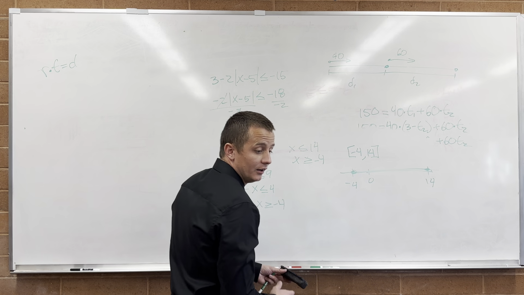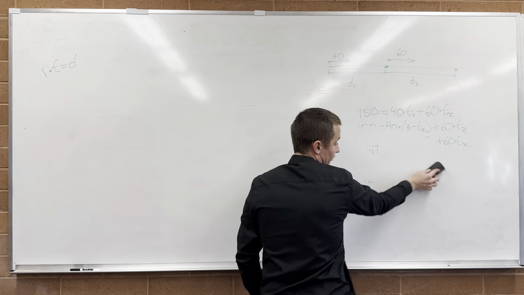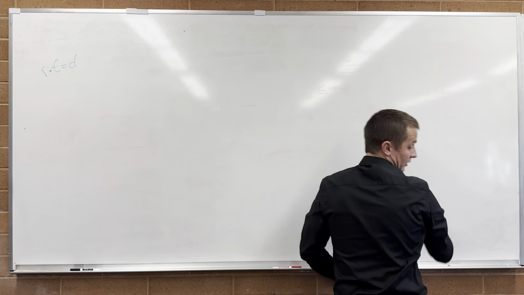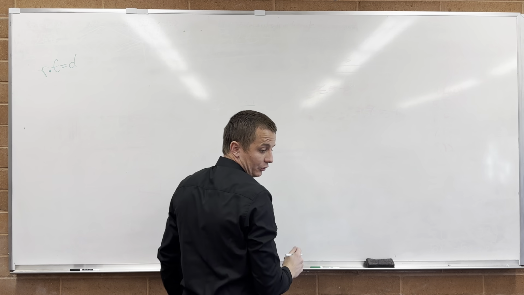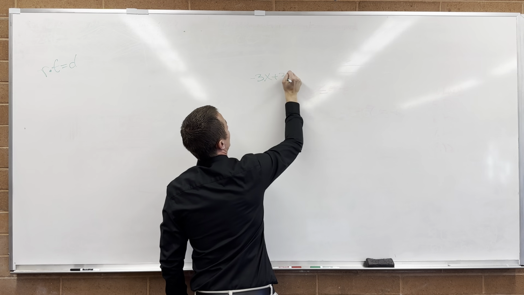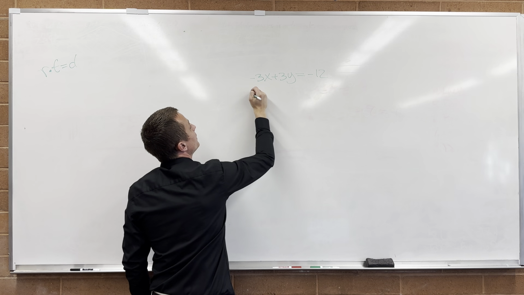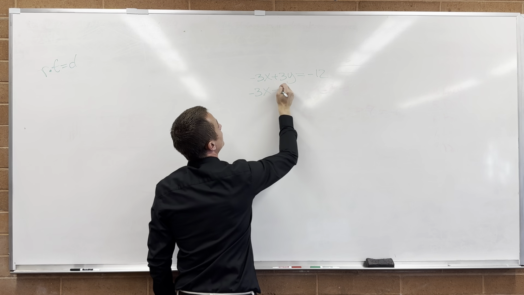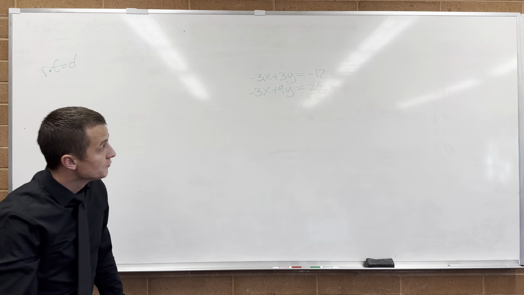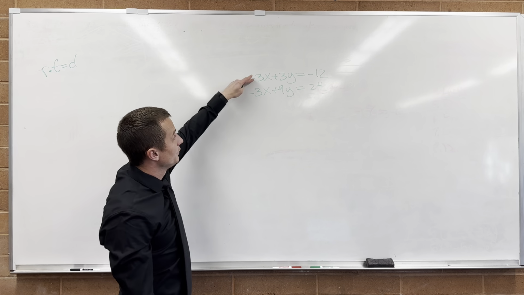Okay. Next one, problem 24, solving a system of equations. So, the system of equations: we have negative 3x plus 3y equals negative 12, and negative 3x plus 9y equals 24. Okay. We could solve one of these for x, substitute it into the other, and solve for y. That's one way to do this.